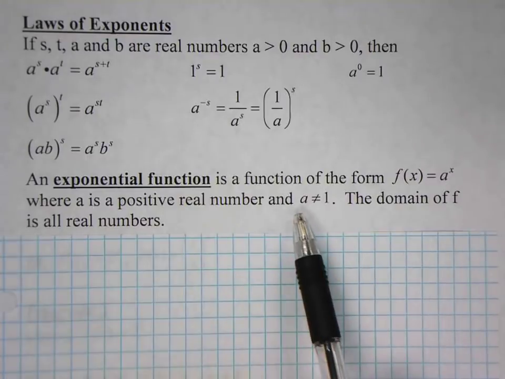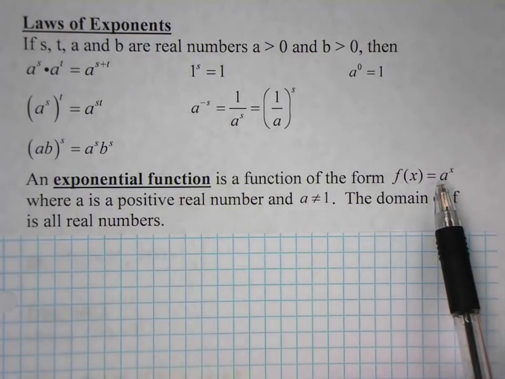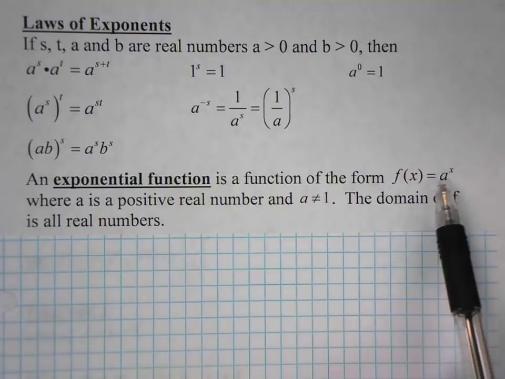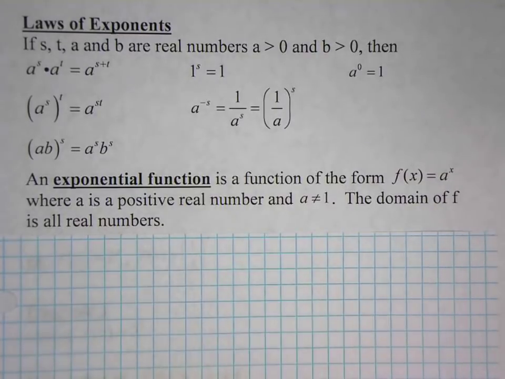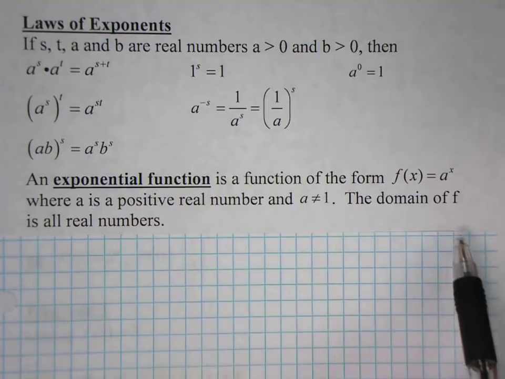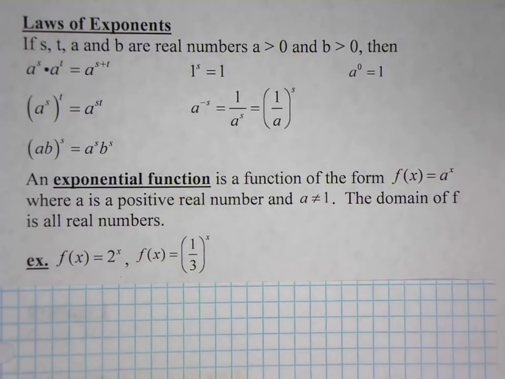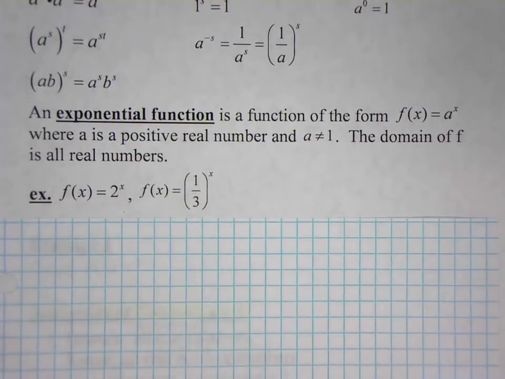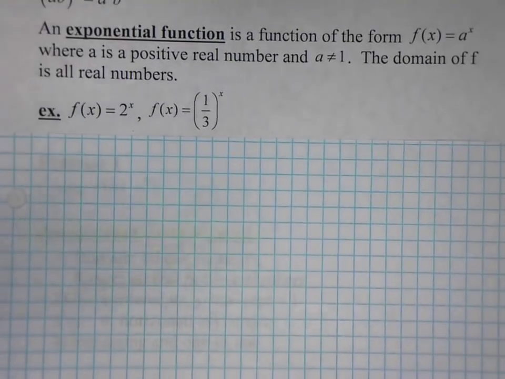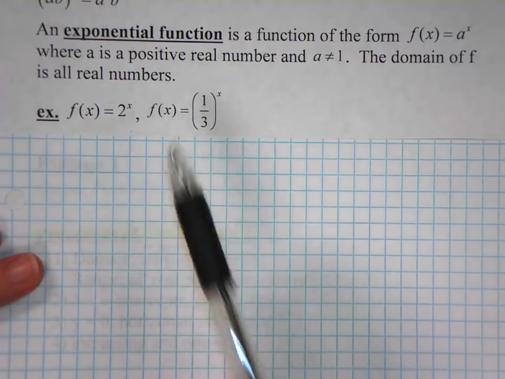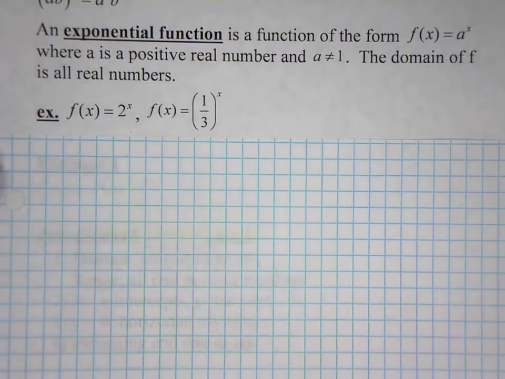Notice here it says the base is not going to be 1, because if our base is 1, 1 to any power would just be 1. We're not really seeing any change there. The domain of a function of this form is all real numbers, because any numbers are available to substitute in there for x. Positives, negatives, rational numbers. We're just more used to seeing positive exponents there. Here's some examples of what exponential functions would look like. You're seeing here for an example 2 to the power of x, or 1/3 to the power of x. So those are just some examples with numbers instead of letters, showing you what it would look like.